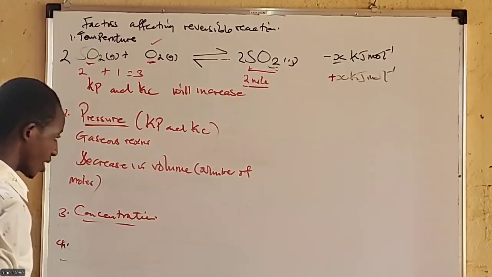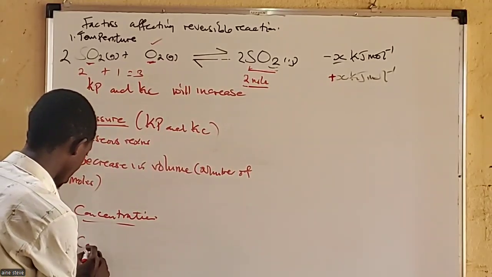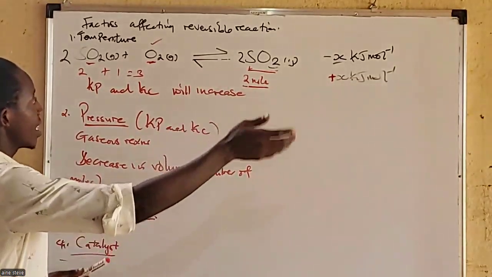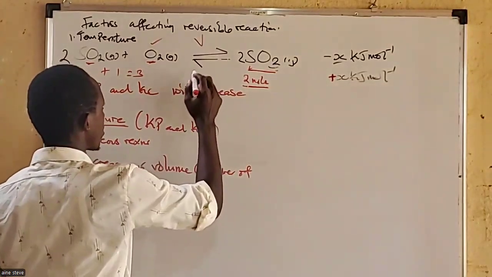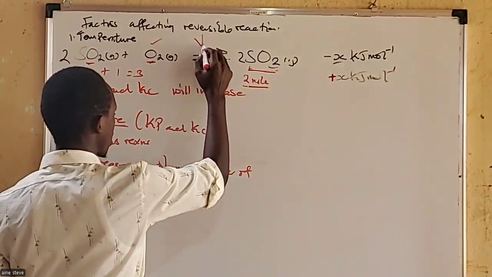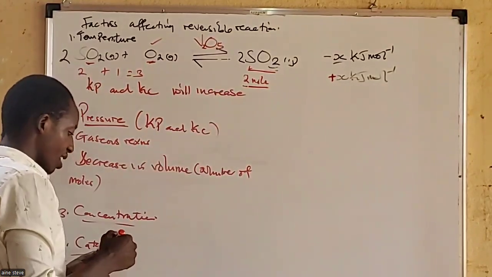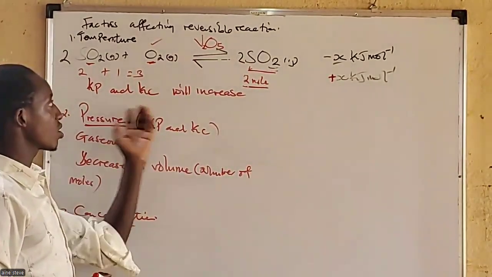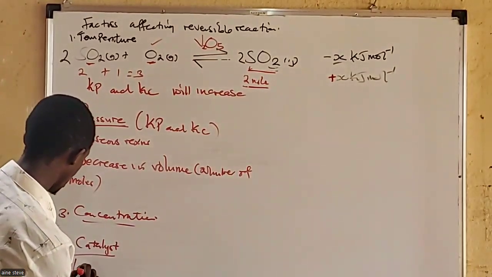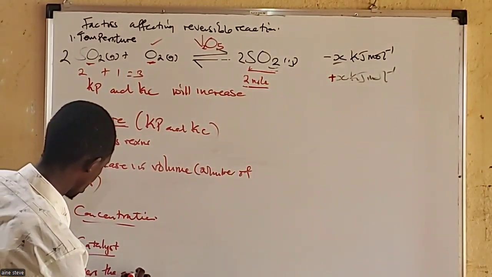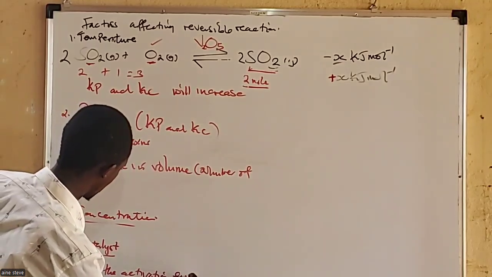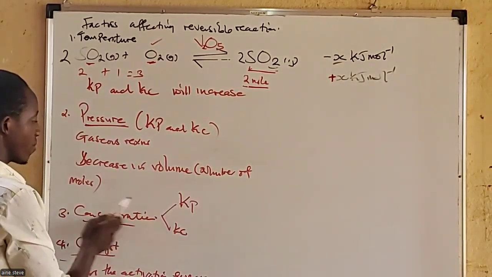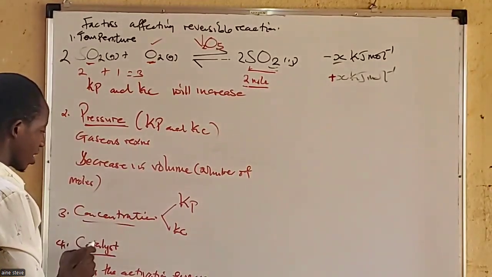Then there is this other factor called catalyst. A catalyst favors both forward and backward reactions. For example, this equation is favored by a catalyst called vanadium pentoxide. It does so by lowering what we call the activation energy. But as I said, Kp and Kc is not affected by concentration. Neither is it affected by the catalyst.